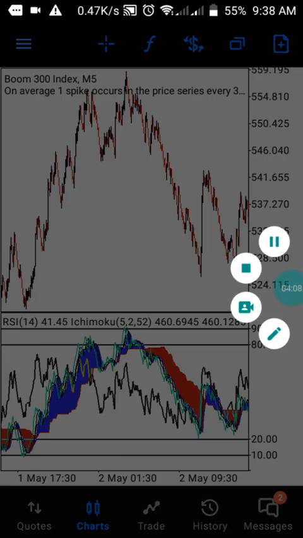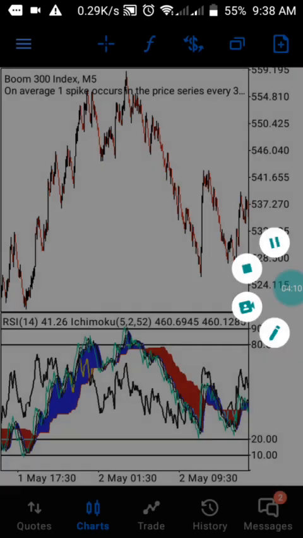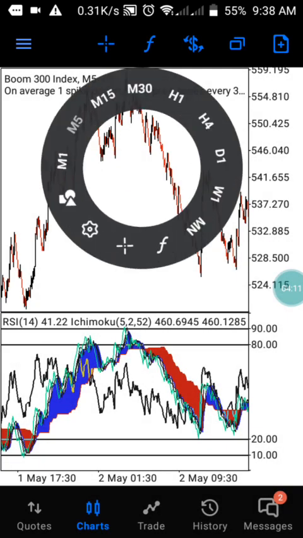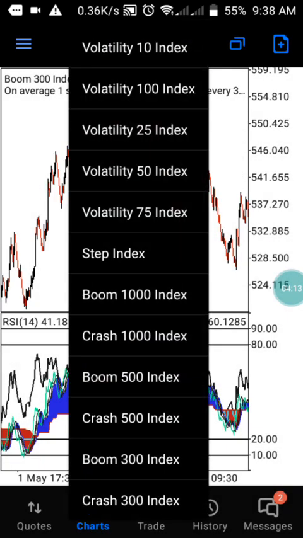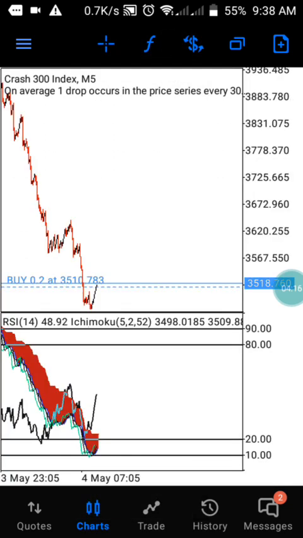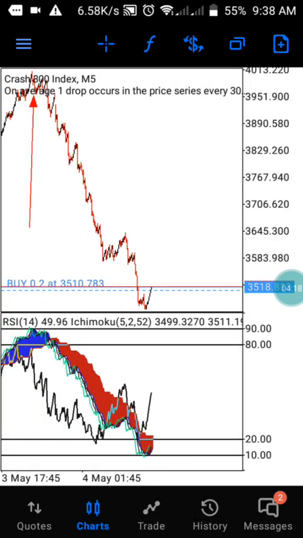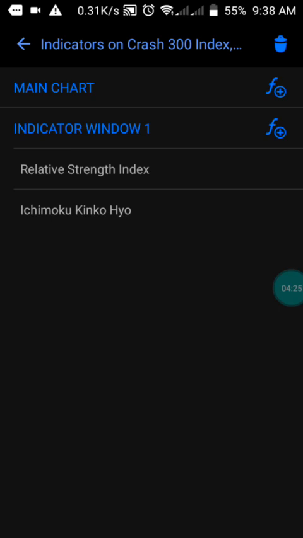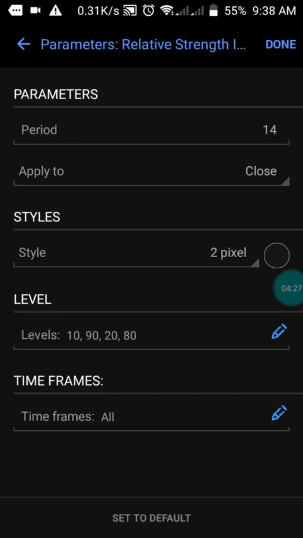Now let me show you the settings of this strategy. Let's go back to Crash 300, where we still have our trade. Our trade is still in profit. So let me show you the settings. We have the relative strength index, only the relative strength index. We have the period of 14 applied to close. We have the style in black color, and we have our levels here, which are 10, 90, 20 and 80. That's all. You just screenshot it and you have it.